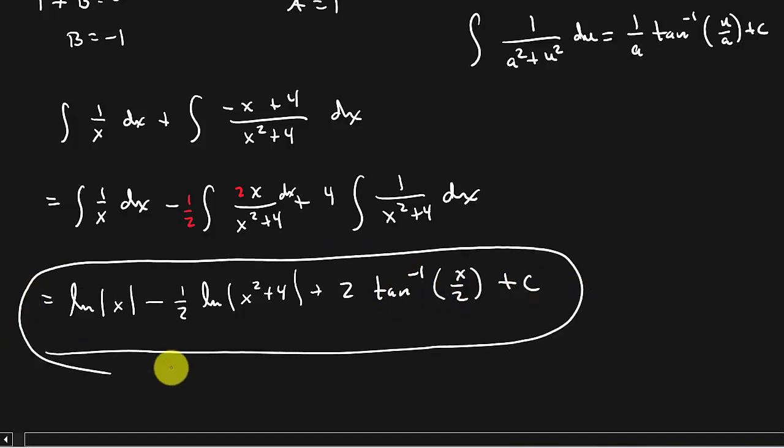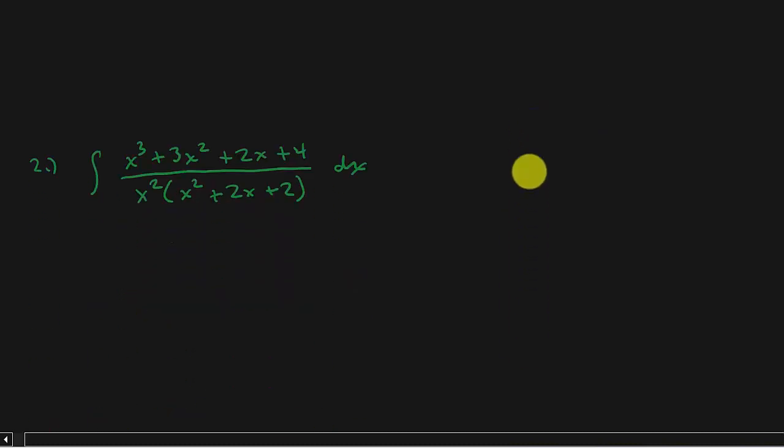Okay, there's your answer. So remember, the 2 I got from 4 times 1/2. A is 2. And that's your answer on that one. So you can see that one wasn't too bad. I left a bunch of room on that one.